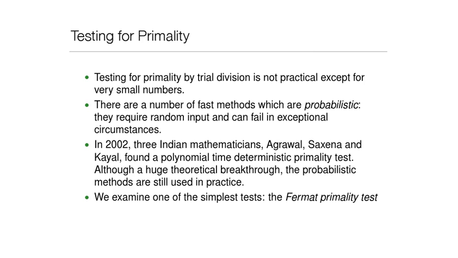So there are a number of fast methods which are probabilistic. They require random input and can fail in exceptional circumstances. When we talk about cryptography, this term probabilistic is very often used. This is kind of advanced stuff, but I would like to expose you to the terminologies we use in cryptography. I hope that will be helpful for you.